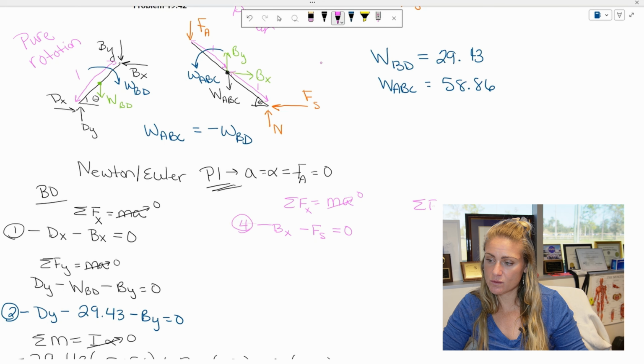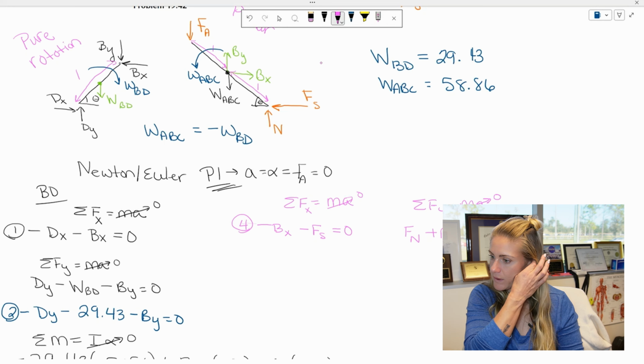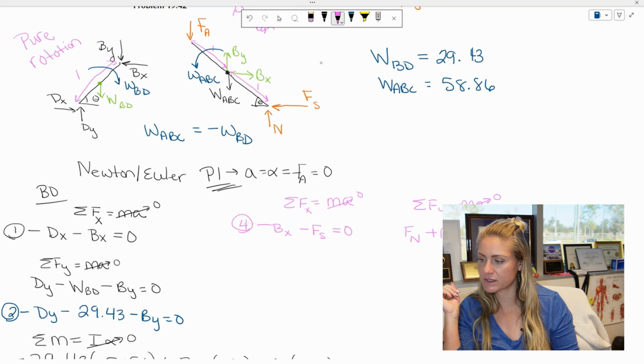So the sum of the forces in the y equals MA. A is 0. It's in equilibrium at position 1. So for my y, I'm going to have Fn, my normal force. I just called it N in the free body diagram, but same thing. Plus By minus Fa minus 58.86 equals 0, because that's the weight. So that's equation 5. We are rocking and rolling.